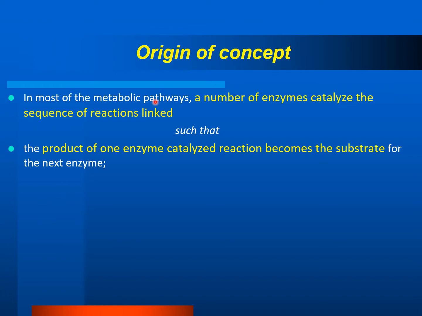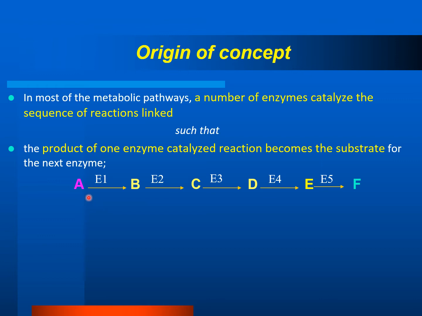So for most metabolic pathways, a number of enzymes catalyze a sequence of reactions linked such that the product of one enzyme-catalyzed reaction becomes the substrate for the next enzyme. For instance, if there is a metabolic pathway where your initial substrate is A and your final product is F, then the conversion of A to F occurs via a series of steps of catalytic transformation, and for every step of reaction there is a particular enzyme which is participating.